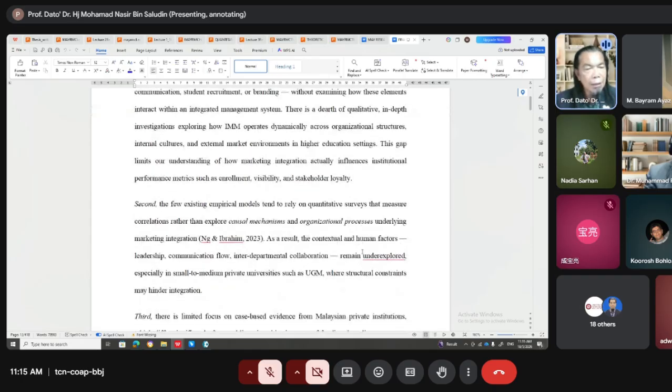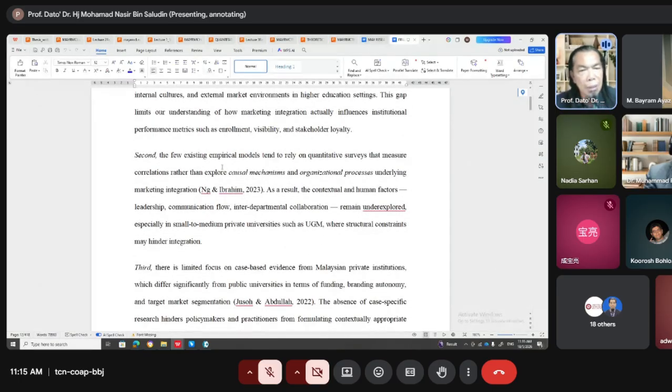Second, the gap is that few existing empirical models tend to rely on quantitative surveys and measure correlation, rather than exploring causal mechanisms and organizational processes underlying marketing integration.